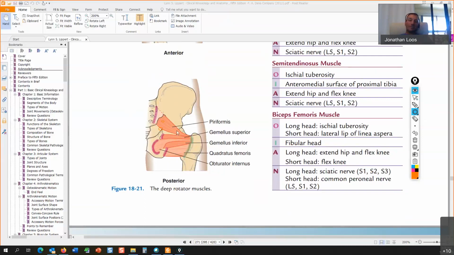Outside of that, they all do the same thing, which, if they do an isolated function, is external hip rotation, but their primary function is the eccentric control of internal hip rotation, controlling the loading during gait and running activities.